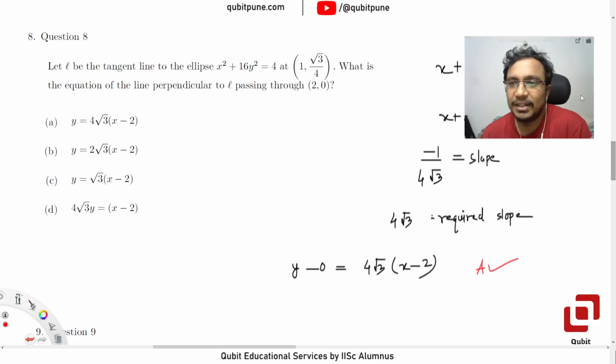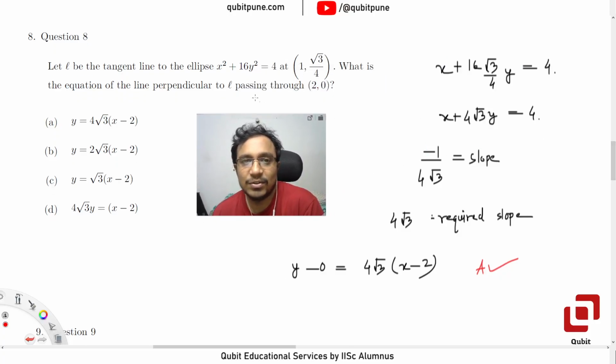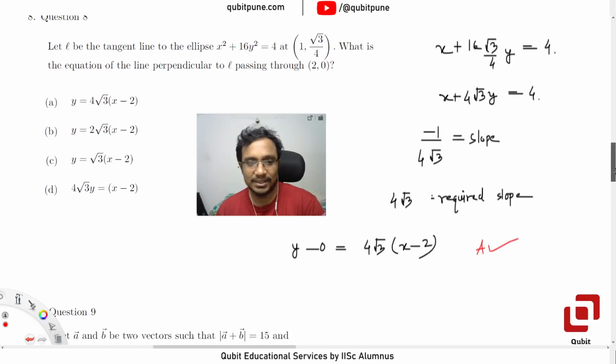Question 8, I don't think I need to discuss this. All you had to know was x1 x upon a squared plus y1 y upon b squared equal to 1. Cool? And then use the slope point form. Yeah, okay, I'll skip it. Too easy.